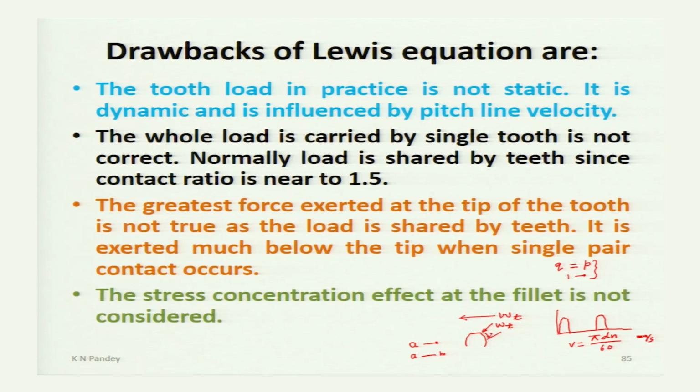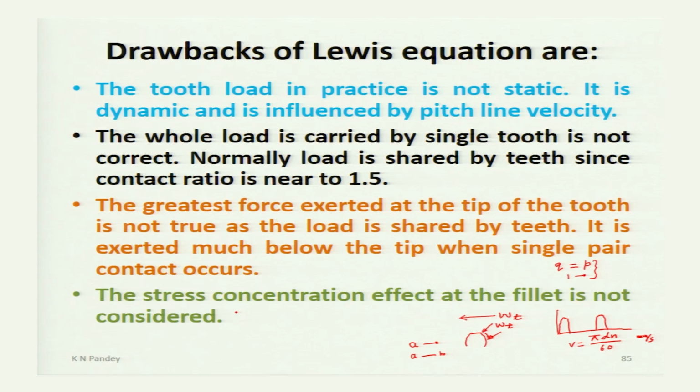When the pair of gear teeth disengages at B, there will be no load sharing, and the pair of teeth near A will carry the complete normal load Wn. But at that time the contact point has moved down, reducing the bending arm. So, the maximum load will not act at the tip, but slightly below the tip of the tooth. The next drawback was that the stress concentration effect at the fillet was not considered.